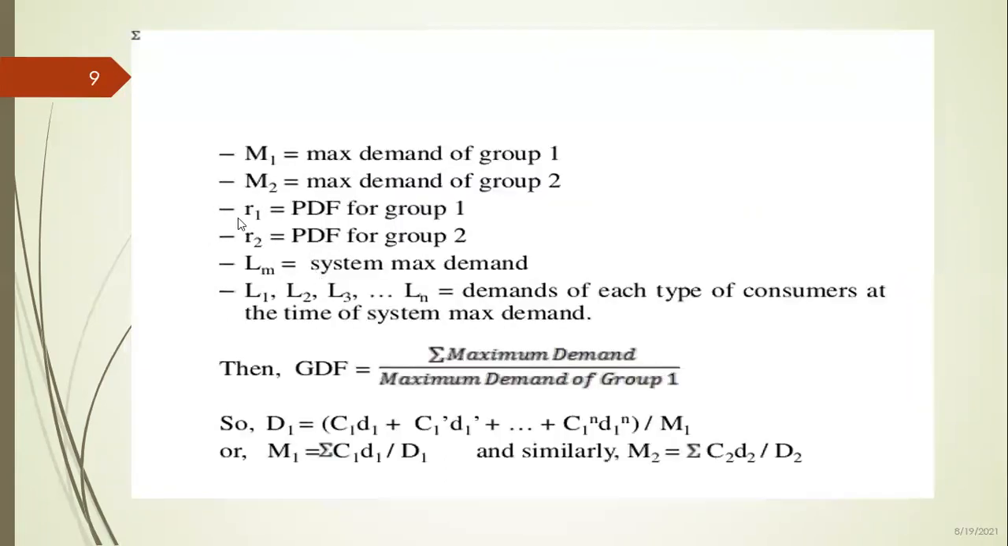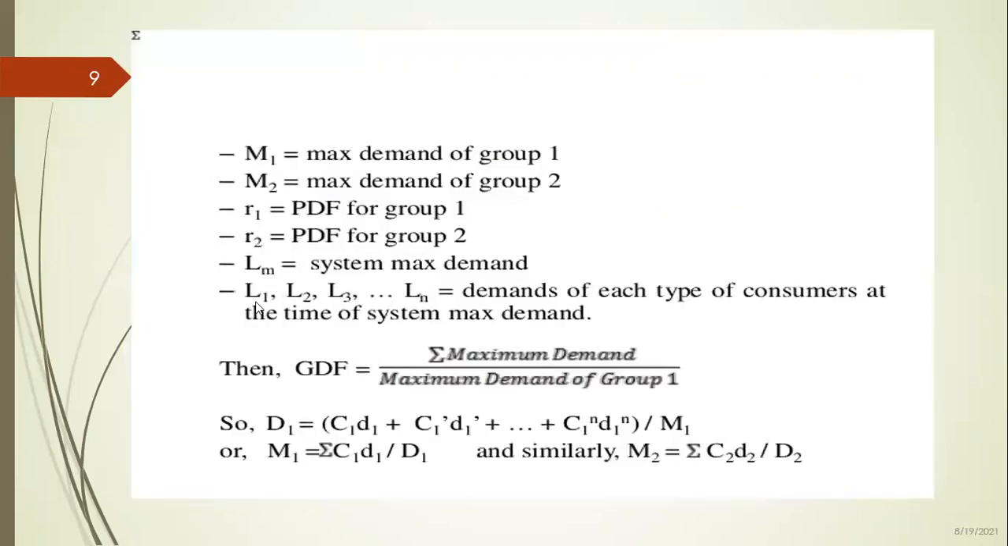So the peak diversity factor is symbolized R1 and R2. R1 is equal to, for group number 1, M1 divided by the demand of the consumer group at the time of system peak demand, which is L1. As we have only two groups, L1 and L2 will be there. So R1 equals M1 divided by L1, and from this formula L1 comes out to be M1 divided by R1. Similarly, L2 equals M2 divided by R2. R is the peak diversity factor and M is the maximum demand of the consumer group.